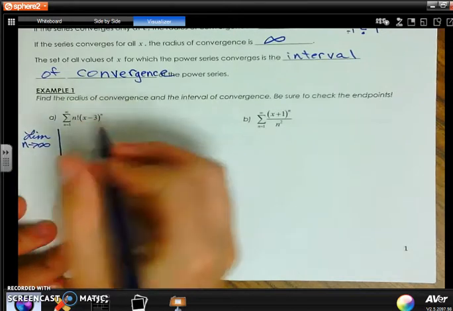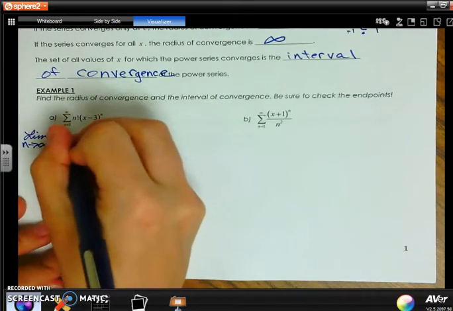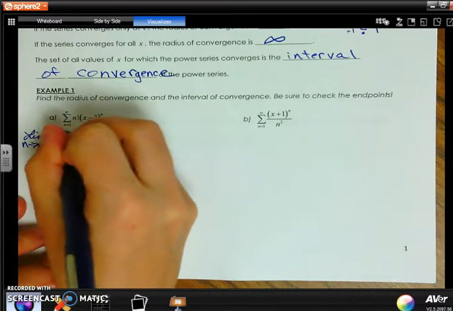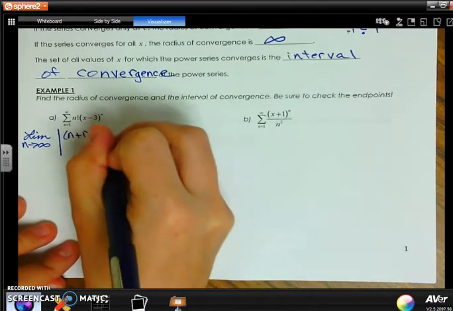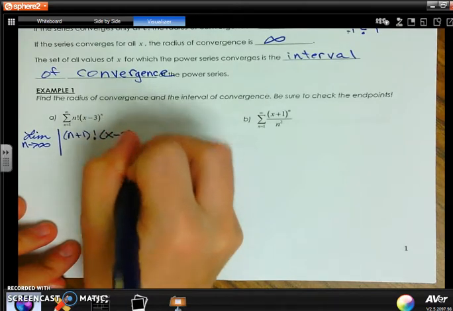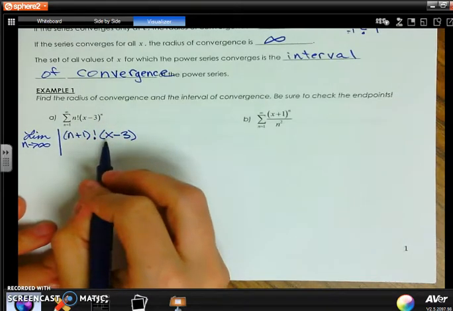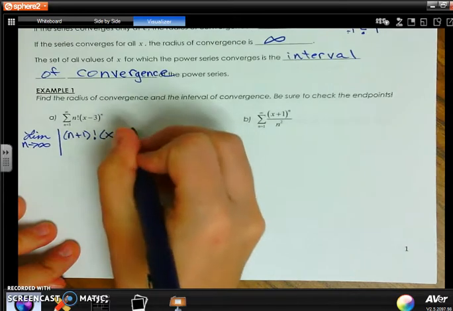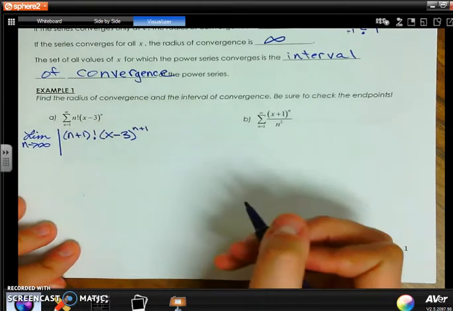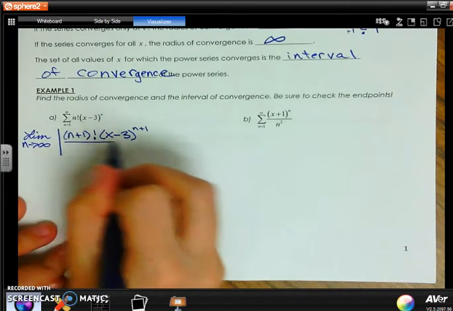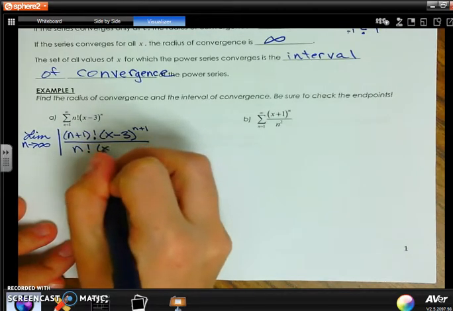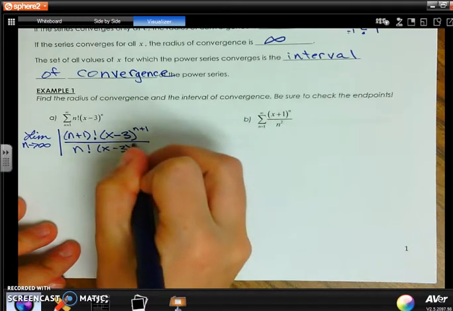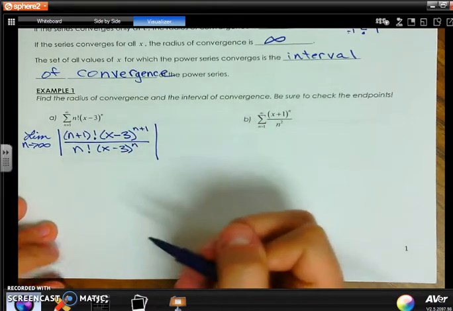The ratio test says wherever you see an n, you replace it with an n plus 1. So this n factorial turns to n plus 1 factorial. And I'm multiplying it by x minus 3. That stays the same because I'm not doing anything with x. But this exponent of n turns into an n plus 1. And then it's divided by the original, so I'm just recopying the original there. So we have the absolute value of that.